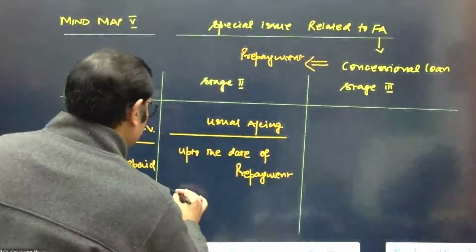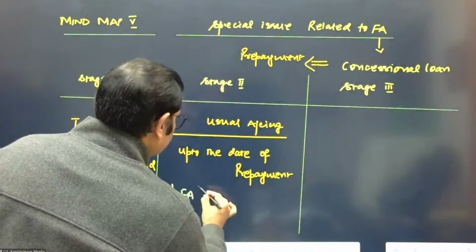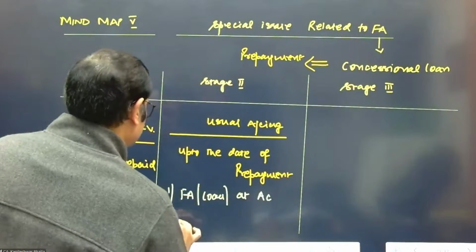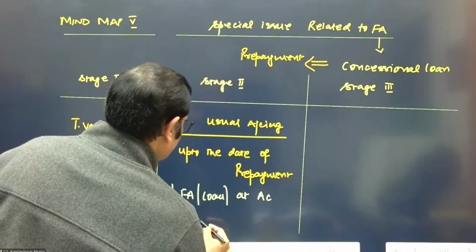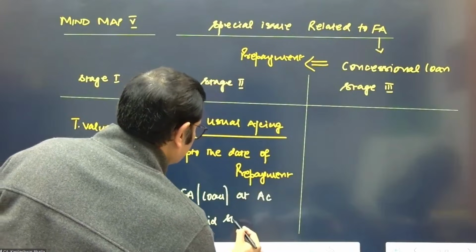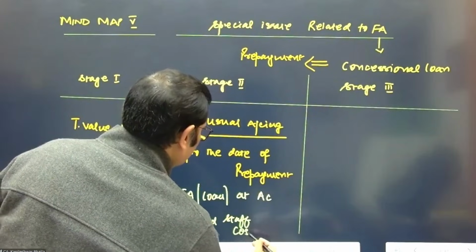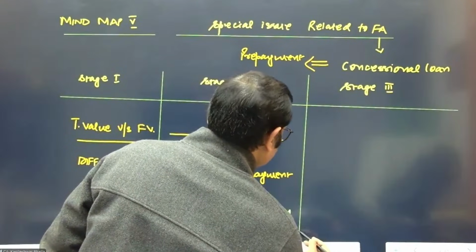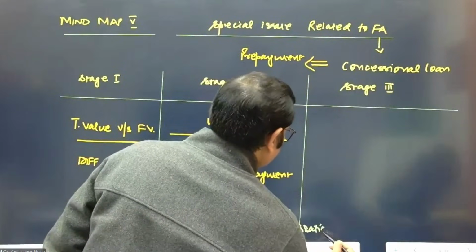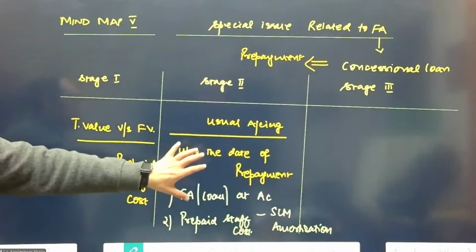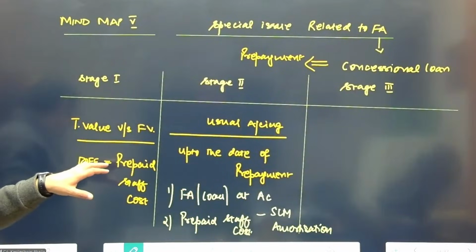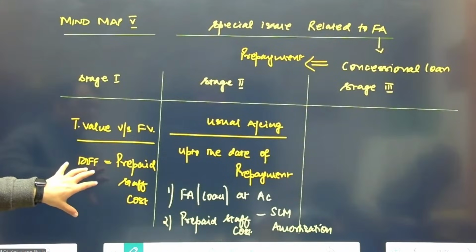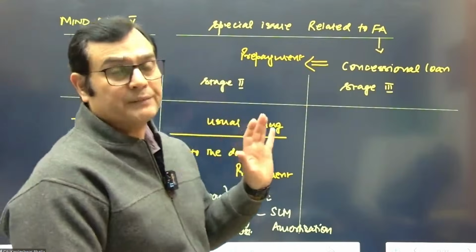So in this particular case, the financial asset, that is the loan account, will be accounted at amortized cost and the prepaid staff cost will be amortized. The prepaid staff cost is going to be straight line amortization. So that would be stage two. I think this is what you can easily correlate with the question which we did earlier. In that case, the difference, the prepaid staff cost, was computed and then the normal accounting was done.